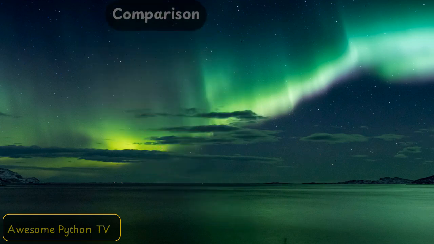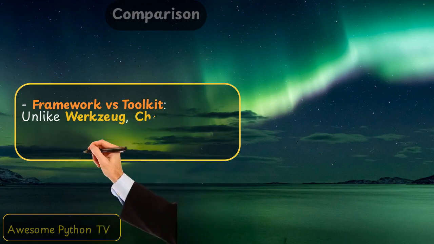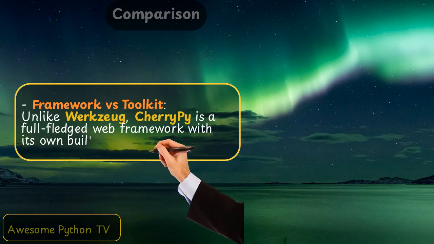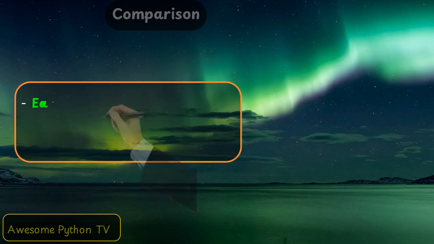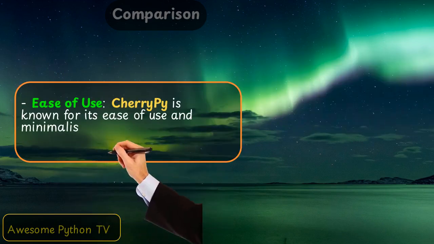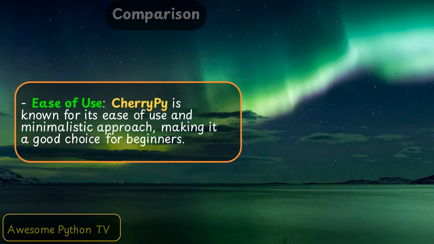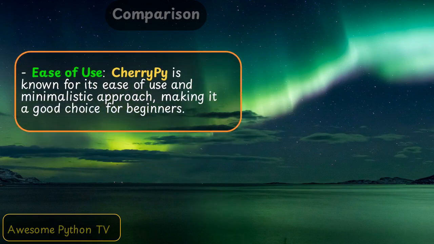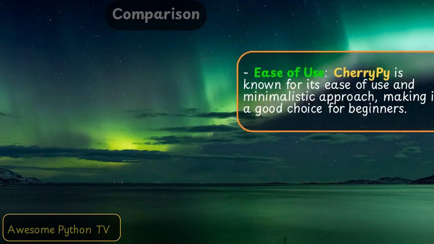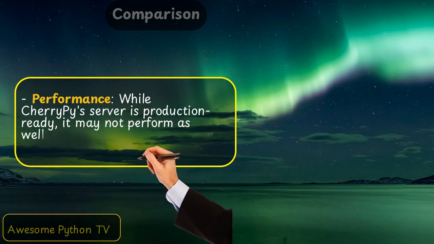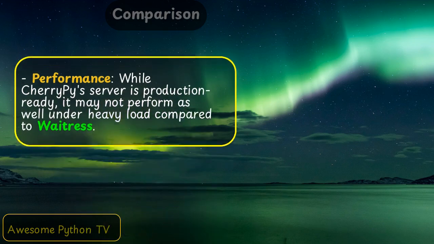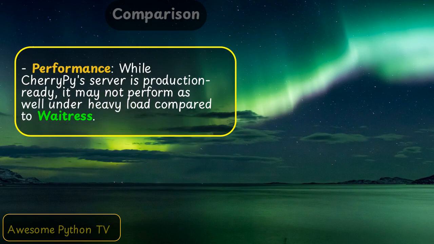Comparison. Framework versus toolkit. Unlike Werkzeug, CherryPy is a full-fledged web framework with its own built-in server. Ease of use. CherryPy is known for its ease of use and minimalistic approach, making it a good choice for beginners. Performance. While CherryPy server is production-ready, it may not perform as well under heavy load compared to Waitress.